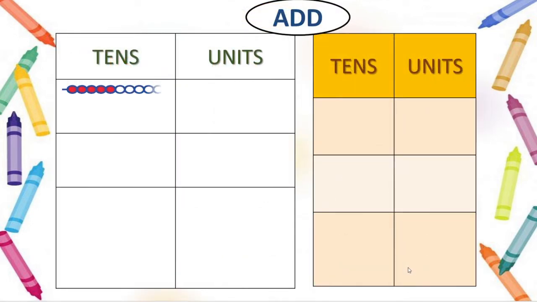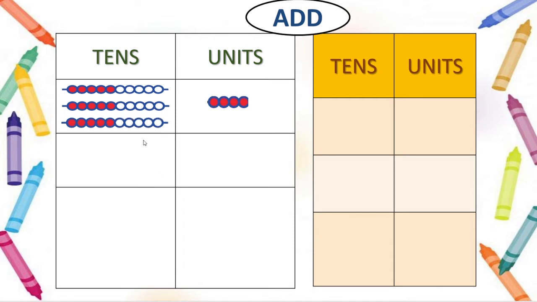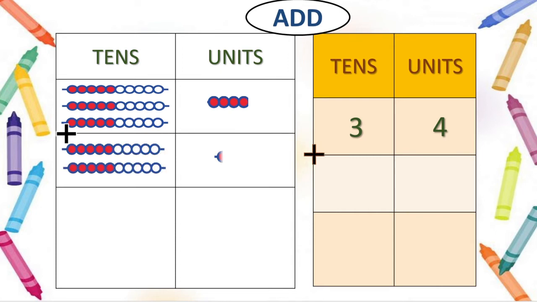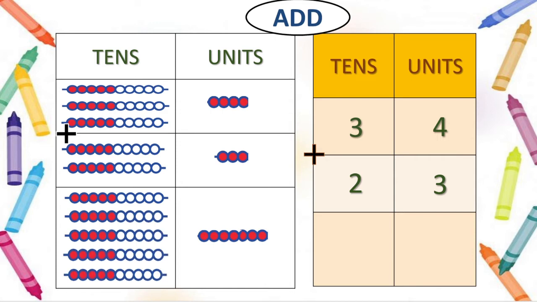Now here one more. Yes. How many tens and how many units? 3 tens and 4 units. Plus 2 tens, 3 units. Am I right? Okay, what is the total? 4 plus 3, that is 7 units, and 3 plus 2, that is 5 tens. Right?